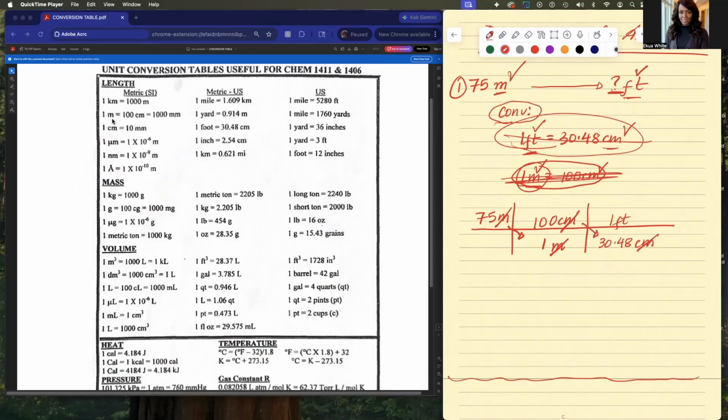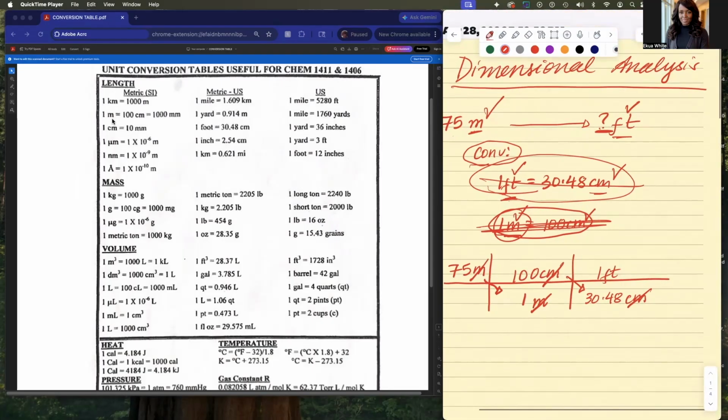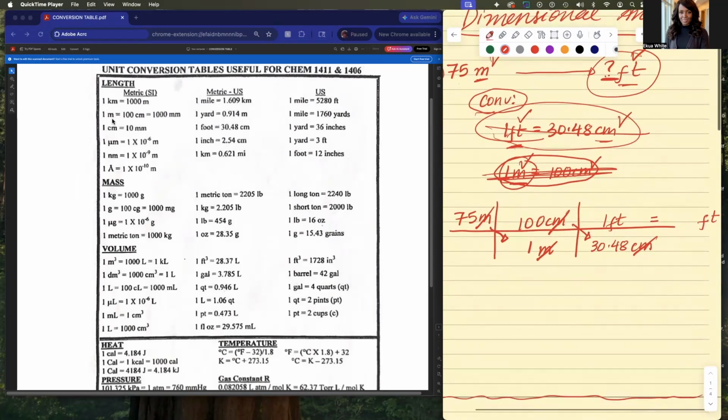Okay, so if you look at the math, the units have canceled out. Once we perform our actual conversion math, our number will then be in feet, which is our desired unit, correct? So let's do our math. The math is essentially 75 times 100. You multiply all numerator numbers, then divide by denominator numbers, 30.48, okay? Our resulting number will be in feet.